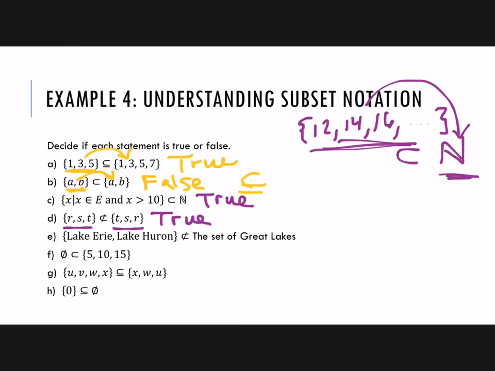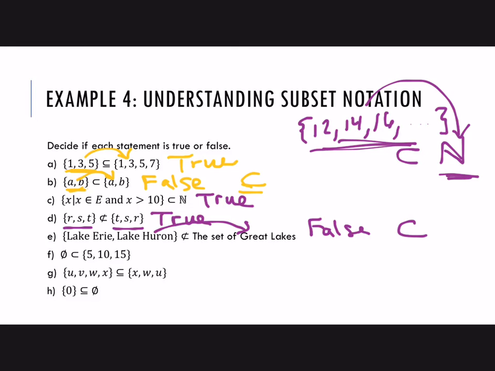All right, set E, the set containing Lake Erie and Lake Huron, is not a proper subset of the set of Great Lakes. Well, that is a false statement. Okay, Lake Erie and Lake Huron are 2 of the Great Lakes, so this set was taken from the set on the right. And these sets are not actually equal to each other. So that is a true statement that it should be a proper subset. Okay, so it's false that it's not.